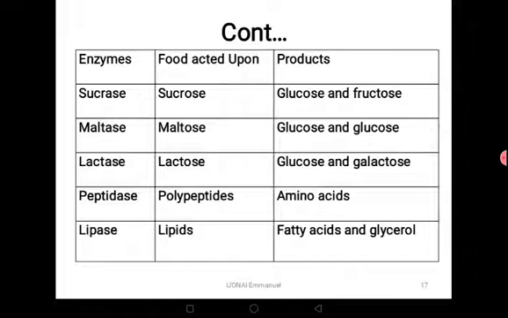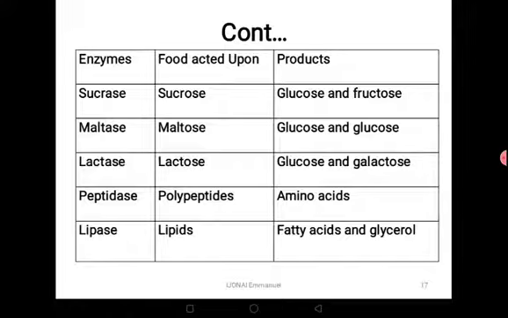Then we have maltose. We have maltase enzyme, which breaks down maltose into glucose. That is the final digestion now of maltose. Then we have lactase enzyme, breaking down lactose, which is usually found in milk, into glucose and galactose.